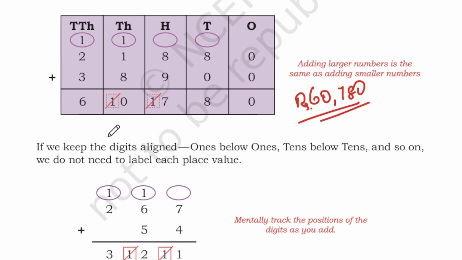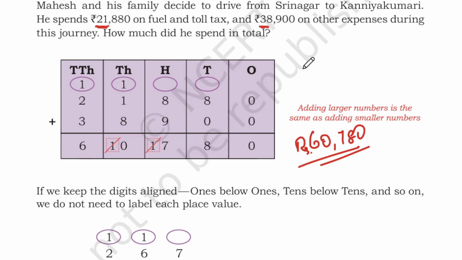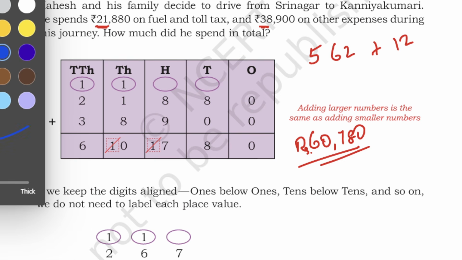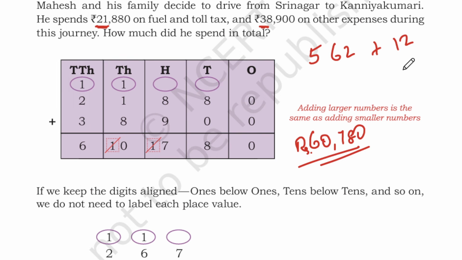Okay. Next, if we keep all the digits aligned, ones below ones, tens below tens, and so on, we do not need to label each place value. Correct. For example, if we are given the number 562 to add 12, we have to place ones below ones, hundreds below hundreds, tens below tens. I am placing 562 here. In 12, which one is ones? 2 is ones and 1 is tens. If I add this, I will easily get the answer without writing ones, tens, hundreds.